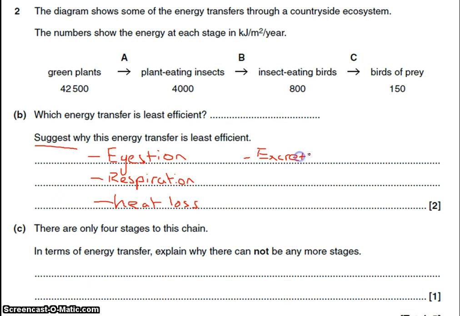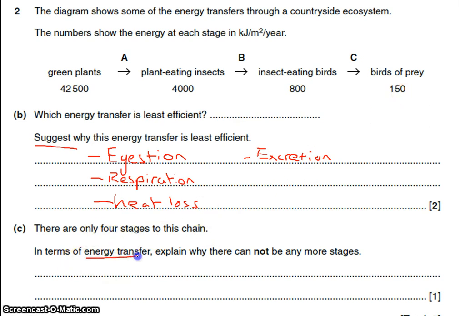Some questions in some exam papers based on this topic of losing energy through the food chain will sometimes allow you to get a mark for through urine or through feces, but excretion is the more technical term for this. There are only 4 stages in this food chain.